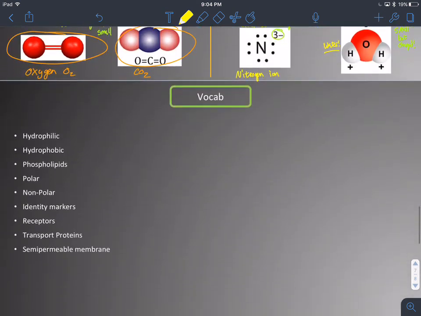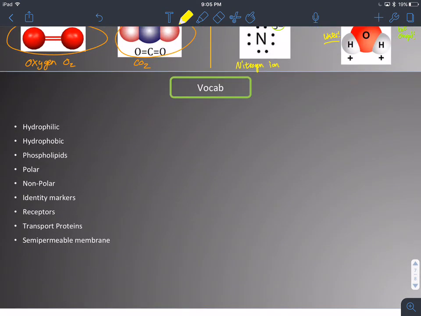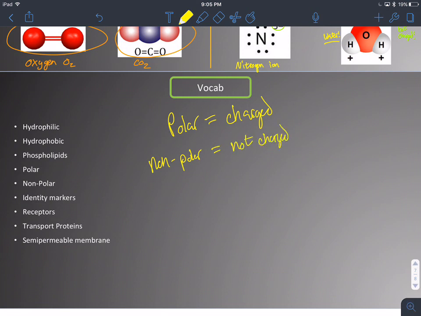Last but not least, here is the vocab. One big takeaway that I want you to remember: polar equals charged, nonpolar equals not charged. This is going to be our takeaway, and this idea of what can enter a cell directly and what cannot. Fill this out here.